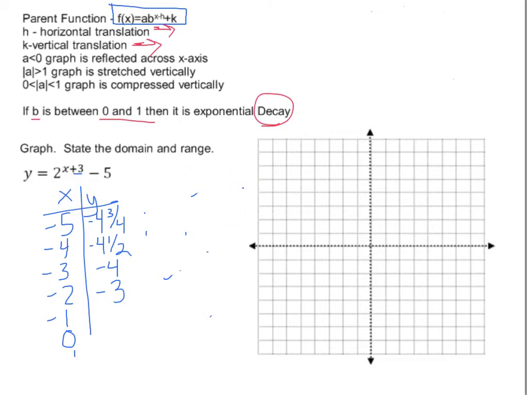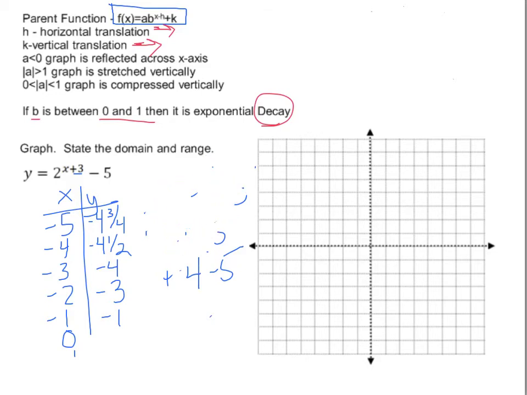Moving on to plugging in the -1 then. 2 to the -1 plus 3 minus 5. Well, -1 plus 3 is 2, so 2 squared minus 5 would be 4 minus 5. And 4 minus 5 gives you -1.